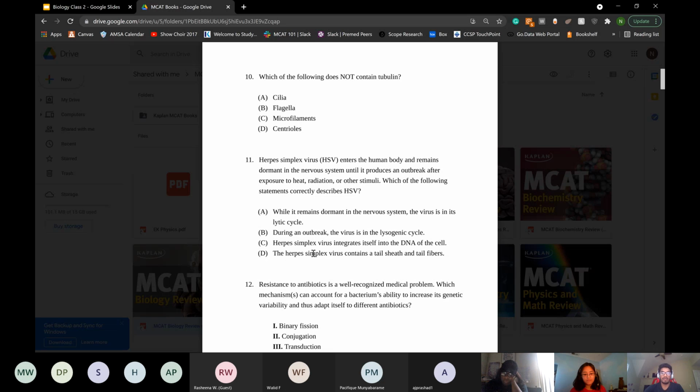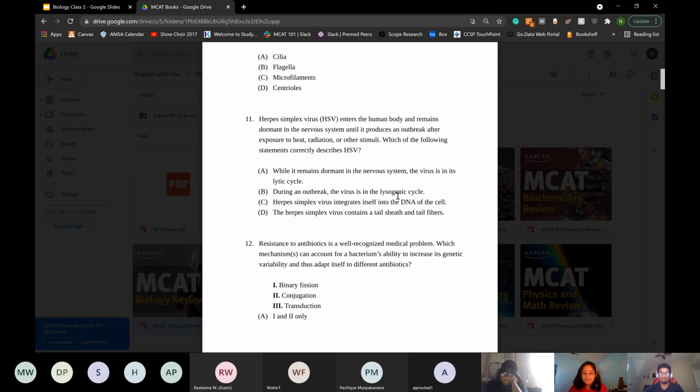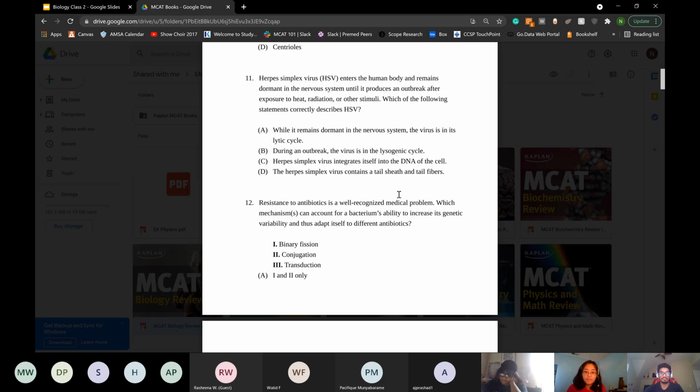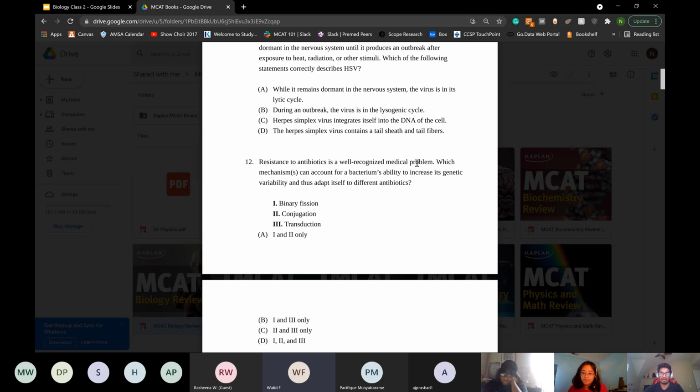D is interesting because tail sheaths and tail fibers are generally considered to be part of bacteriophages. And we have here in the question that HSV enters the human body. And we can actually confirm C as the right answer by looking at the keywords, remains dormant in the nervous system. What we know about dormancy is that it's generally representative of the lysogenic cycle. And in the lysogenic cycle, we have the genome of the virus integrating itself into the DNA of the cell. Does that sound good to everyone? Yes, it does. Perfect. All right.